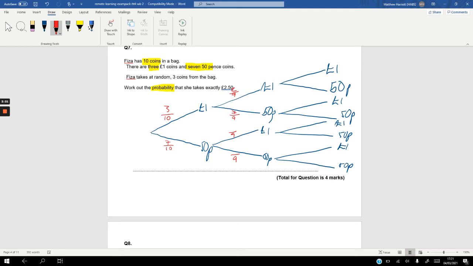50p has been taken here, and so I still have 3 £1 left. And here I'll have 6 50 pences left, because I've taken a 50p already. Now, because I've now taken 2 coins, each of these probabilities will be out of 8.